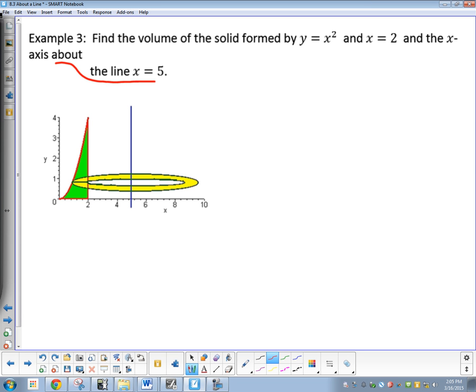Okay, we have the graph y equals x squared. That's this curve right here. It's a parabola. The line x equals 2, that's this line right here. It's a straight vertical line, and we're going to rotate around the line x equals 5. So it would be that line right there. Does that make sense? We're taking this shape and we're rotating it around that line.